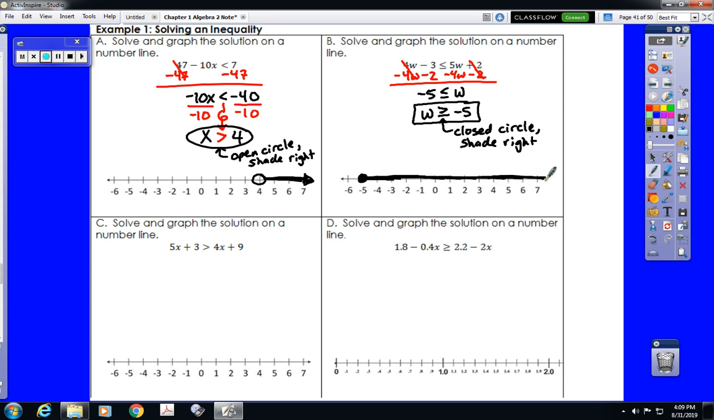The difference between the open and the closed circle is that in the previous example, 4 was not included in the solution set, whereas here, -5 is included in the solution set. All right, let's keep going. Third example, we're going to move the x to one side by subtracting 4x, and the number to the other by subtracting 3. That gives us x is greater than 6. So that tells us that we have an open circle at 6, and again we're going to shade greater than, or right. So open circle at 6, shade to the right.